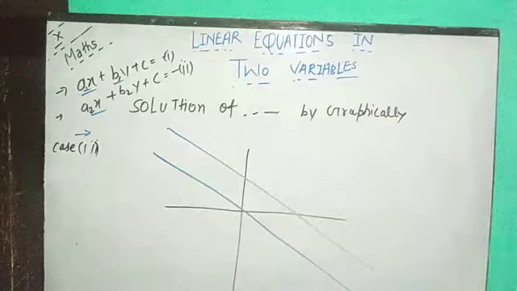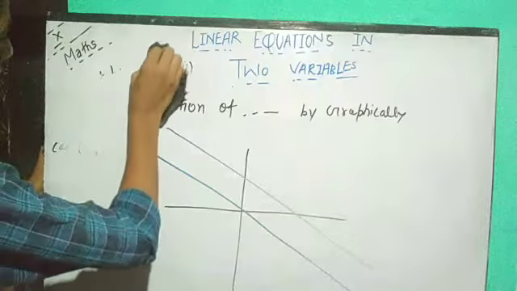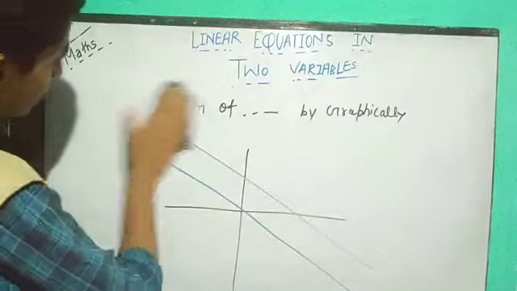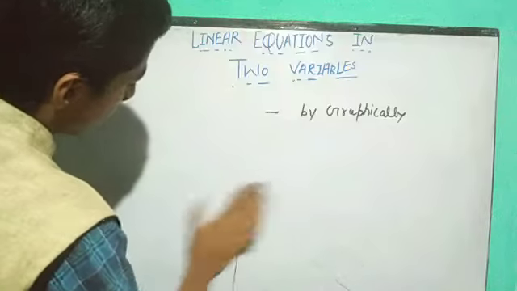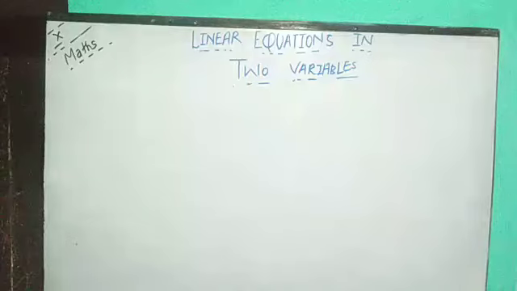Now as I told you, I will give one example of every case. So let me give the example of case number 1, then we will see the example of case number 2, and then the example of case number 3, and we will represent them as well. So let's start and see a question of linear equation in two variables.